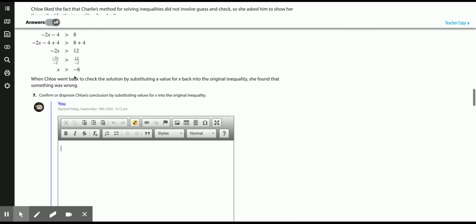And we're going to say that Charlie did not change the inequality sign when using the division property of equality with a negative.